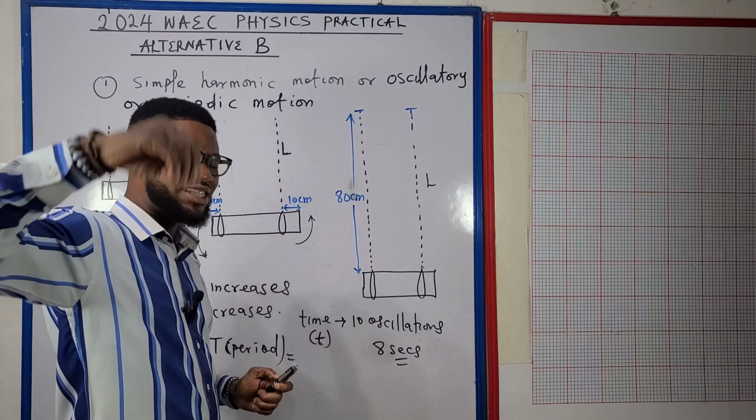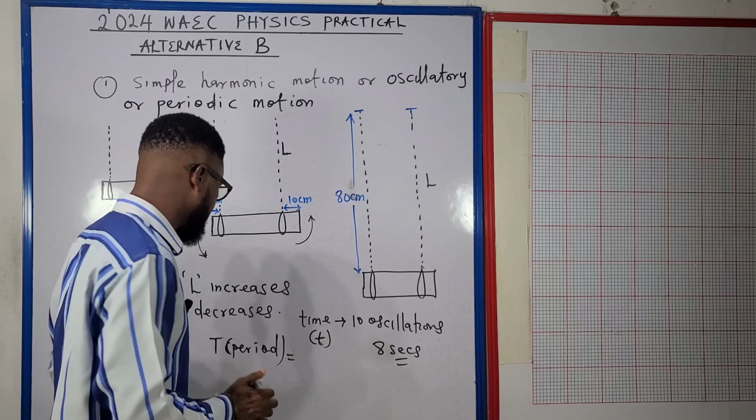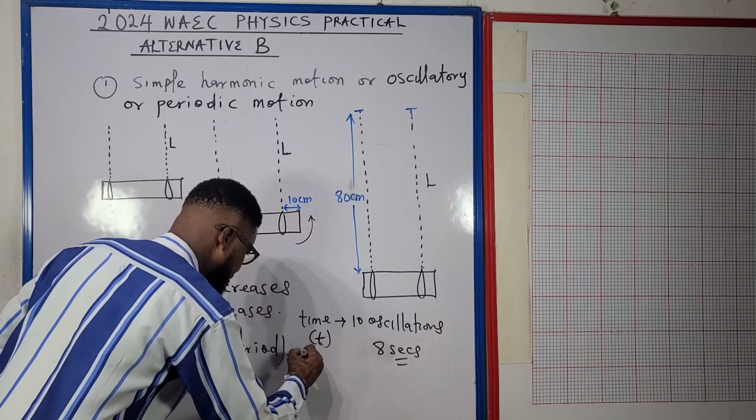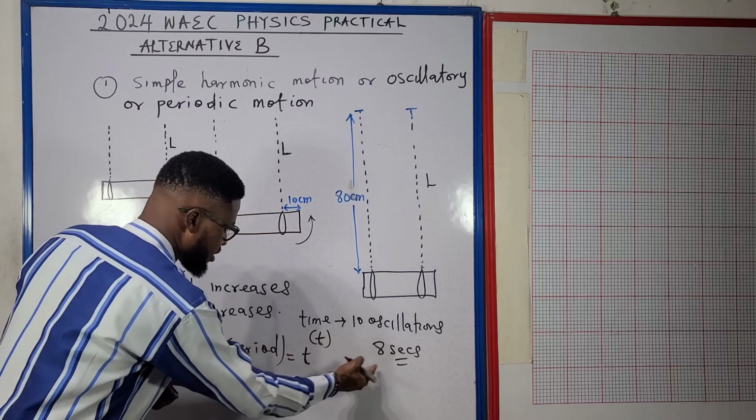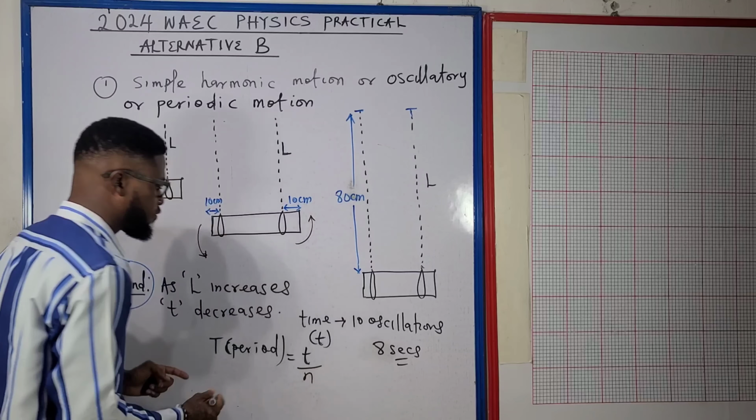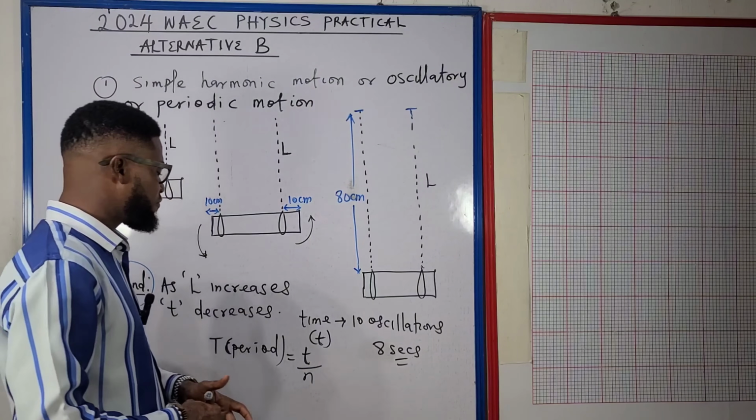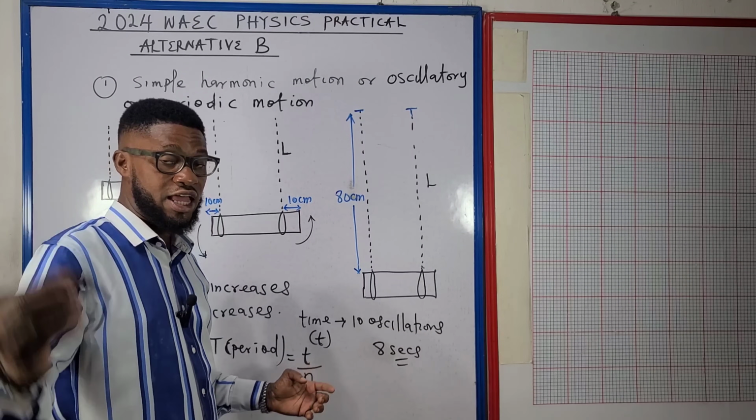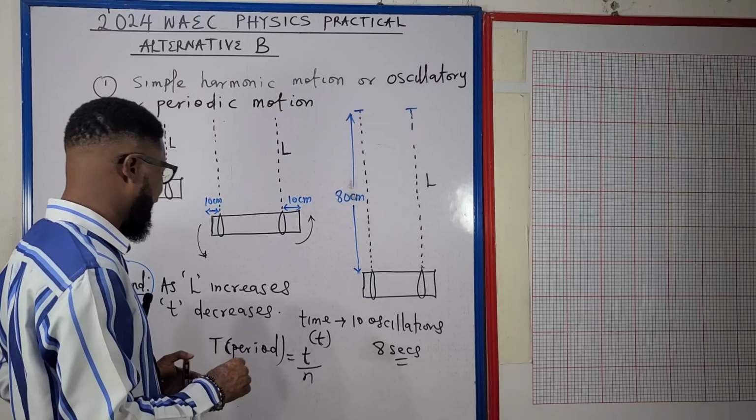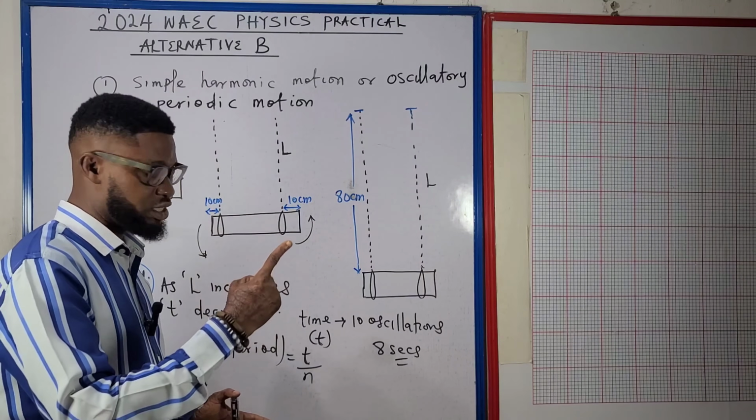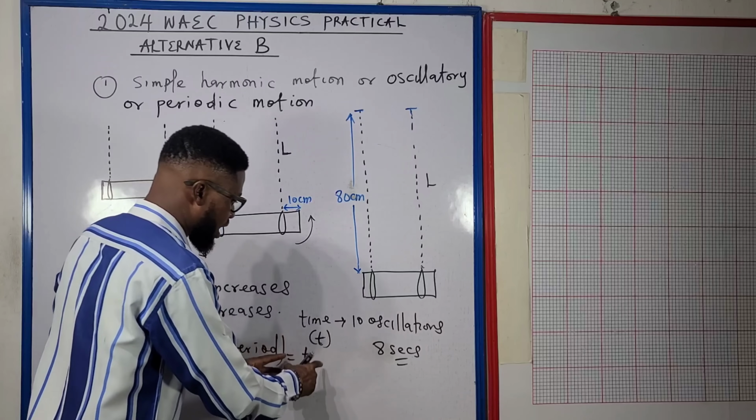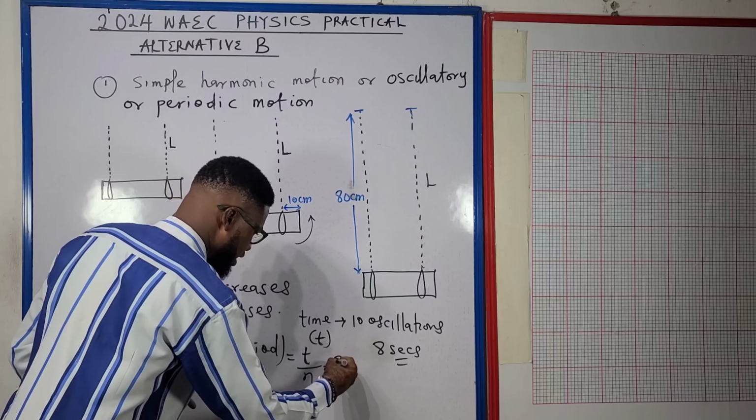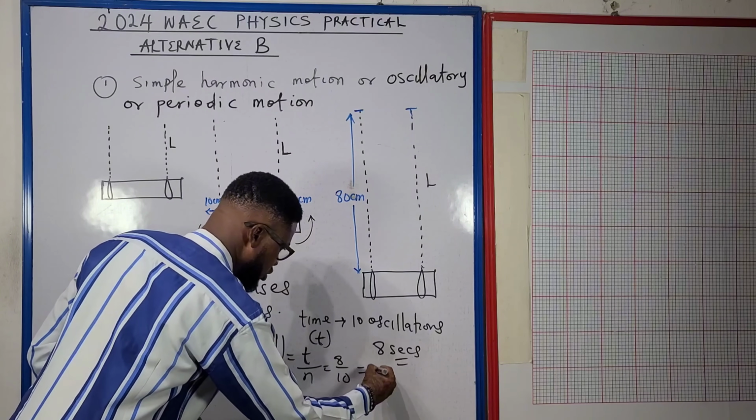Then the time it will take to complete just one oscillation, not 10 oscillations now, is what we call the period. And the period is usually given as the total time, which is about 8 seconds, divided by the number of oscillations. So if it takes 8 seconds, just saying for example, for 10 to and fro movements to be completed, then the time for just one oscillation, one to and fro movement, is the total time divided by 10. In this case, that will be 8 over 10, and that is going to mean 0.8 seconds.